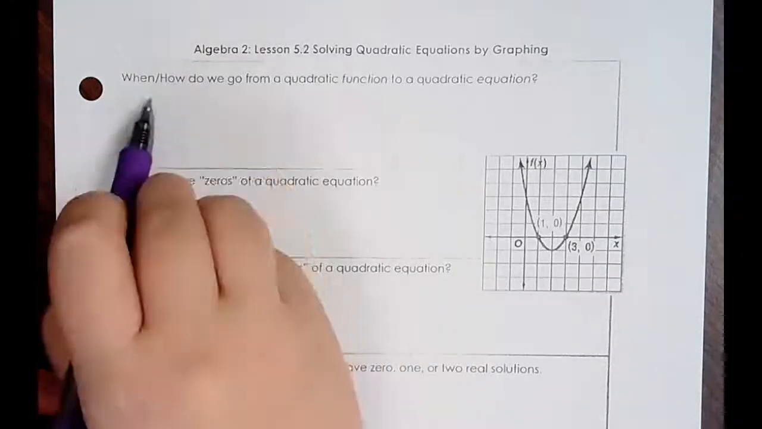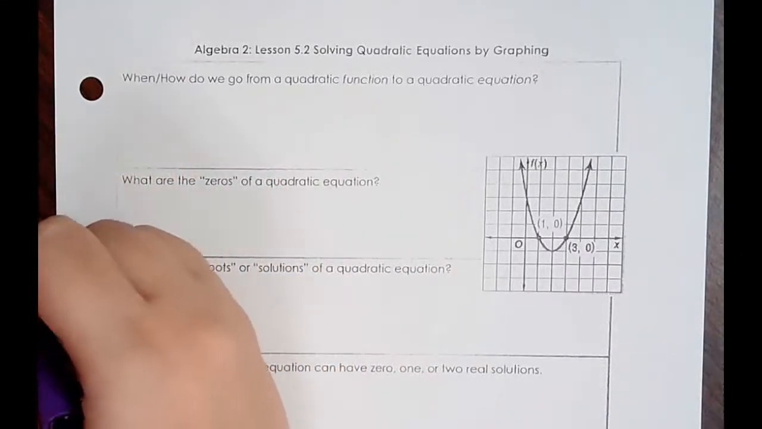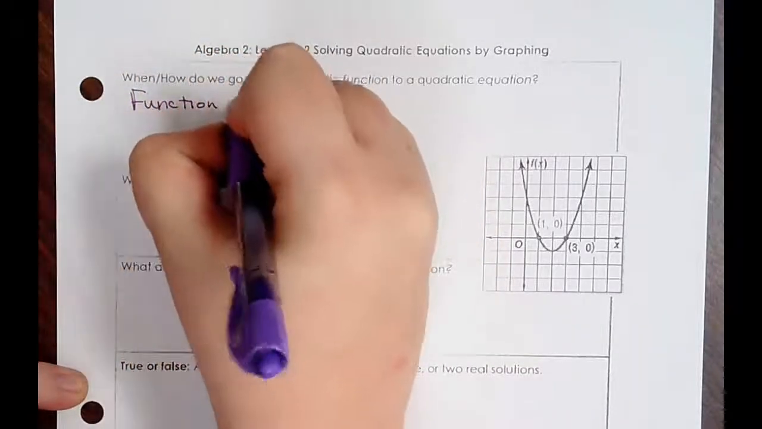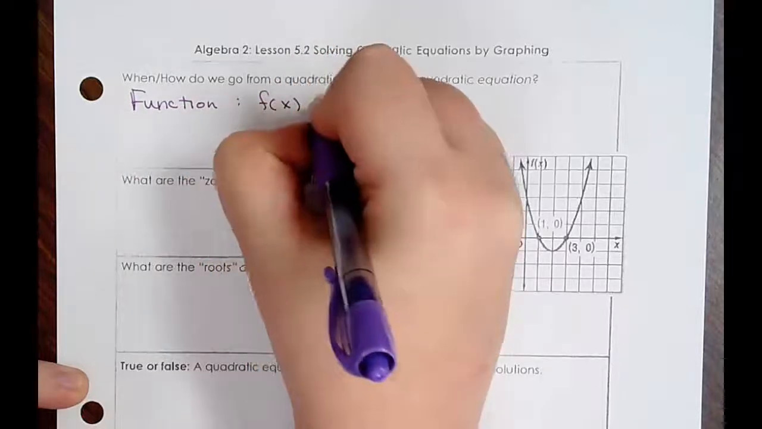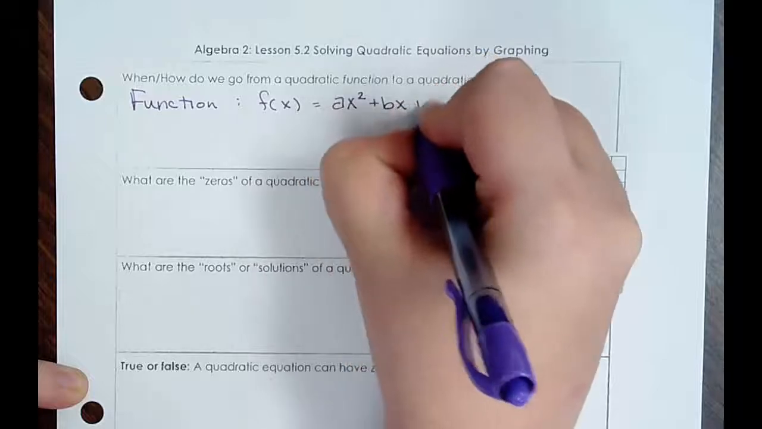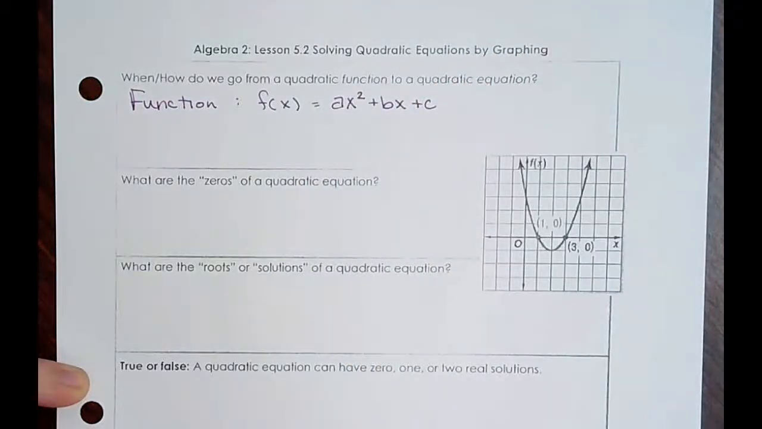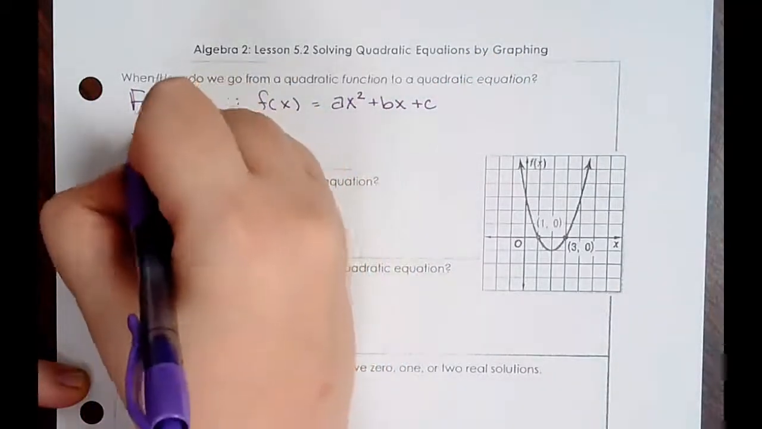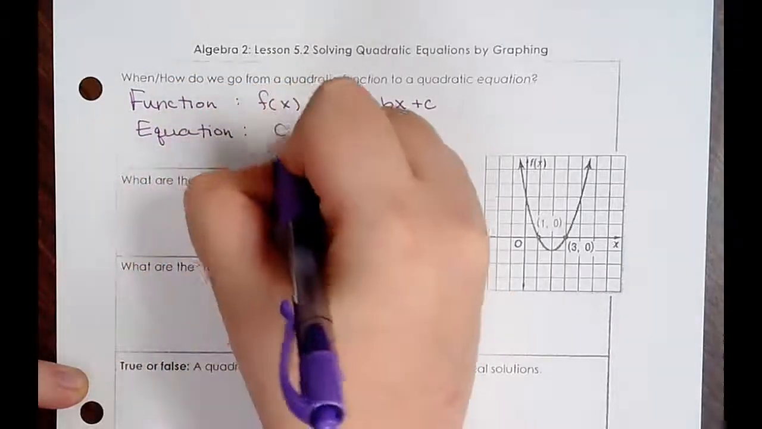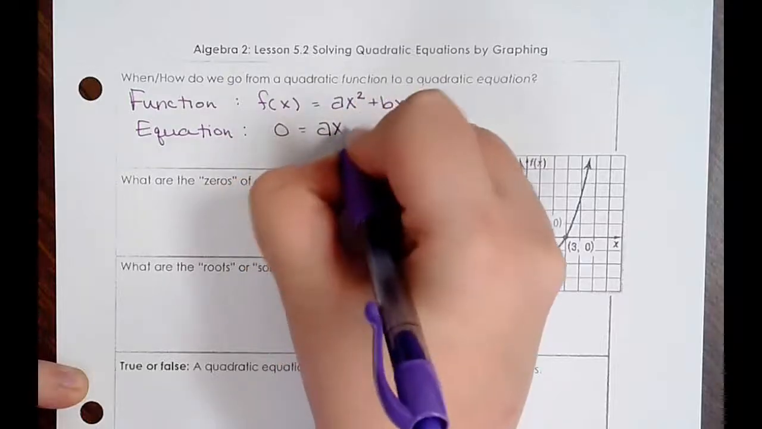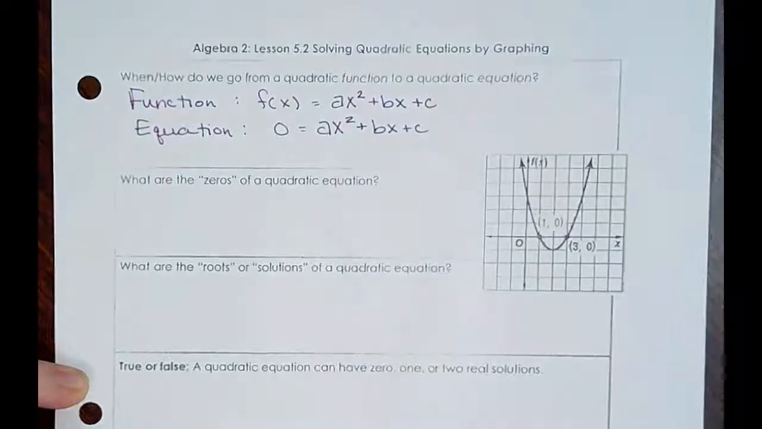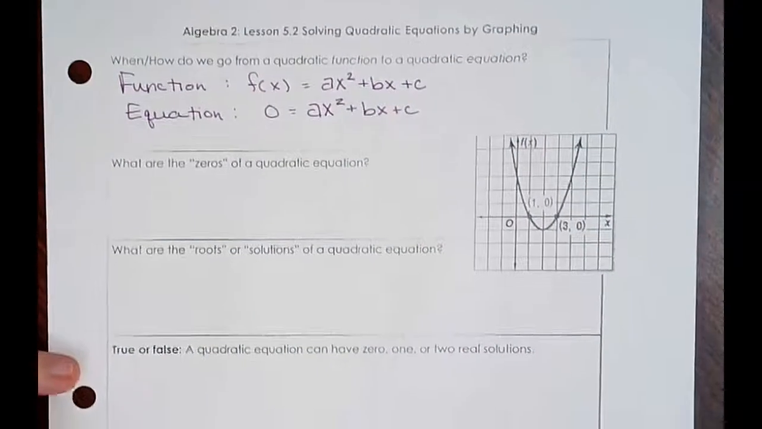So when or how do we go from a quadratic function to a quadratic equation? Well, when we're in function mode, we have f of x is equal to ax squared plus bx plus c. To go to an equation, all we're going to do is replace our f of x with 0. So instead of f of x, we have 0 equals ax squared plus bx plus c. And this seems really minor, but it allows us to do a lot more with this equation.